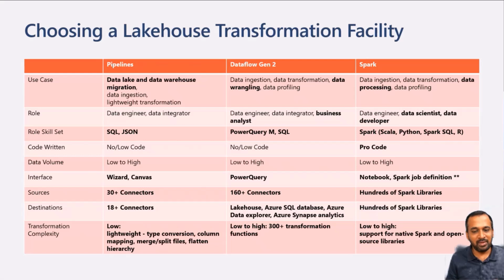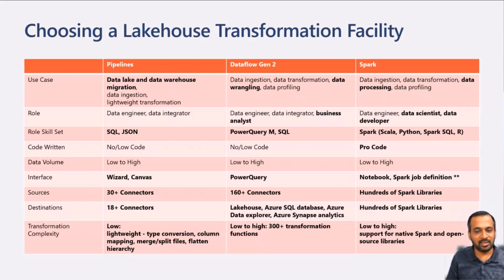For data volume, we can have low to high in every aspect. For the interface, we have a wizard and a UI on the pipeline, and we can also work manually on the canvas. Dataflow Gen 2 is backed by the Power Query engine, that's beautiful. And for Spark, we need a notebook and Spark job definitions to make use of it.